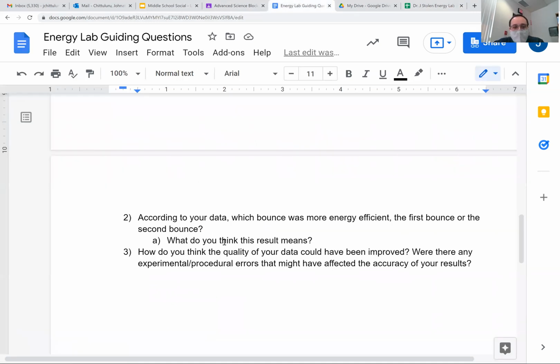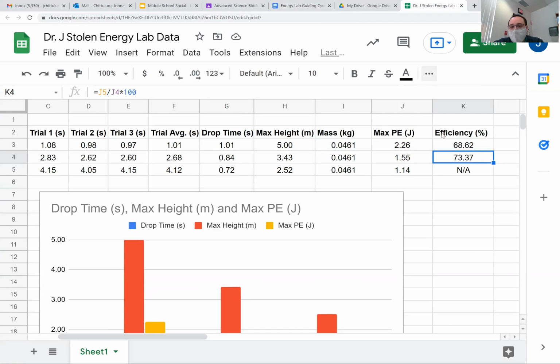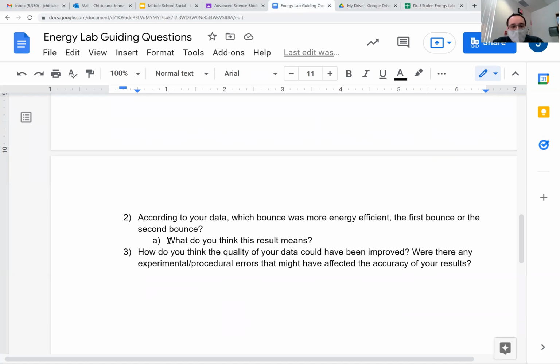And then what do you think this result means? Okay, so in my case, I guess it means that the second bounce was a little more efficient because I guess the ball just has a harder time retaining a lot of energy. So when it doesn't have as much energy, it can retain that energy more efficiently. That's the way I would look at it. But you know, you can make your own interpretation and speculation.